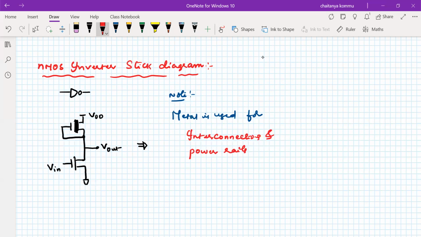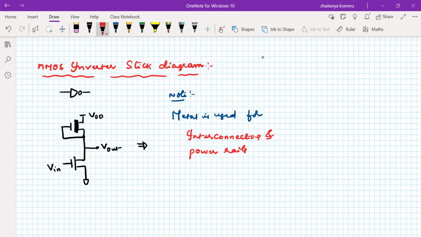So for these two cases, we have to use the metal lines. Of course, can't we use the polysilicon for the connection? Yes, sometimes we use that one. Can't we use the diffusion for the connectivity? Yes, sometimes we use that. But there is a problem with that one for connection purpose.